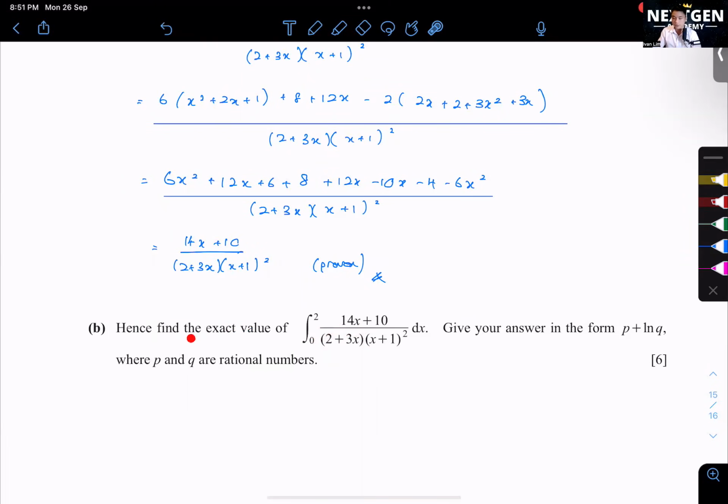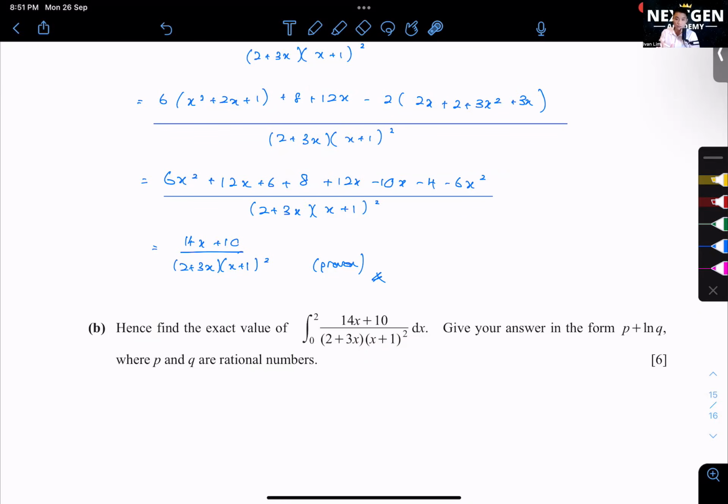Okay, hence find the exact values of integrate 0 to 2, 14x plus 10 over 2 plus 3x, x plus 1 squared dx. Give your answer in the form P plus ln Q, where P and Q are rational numbers. Okay, you got to remember that if your integration looks like some sort of product rule or quotient rule, at your level right now, you cannot do. Okay, for your IGCSE, cannot do.